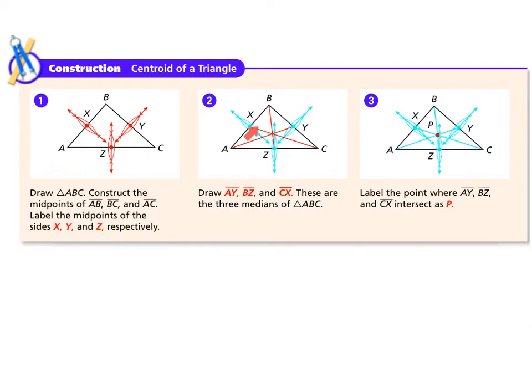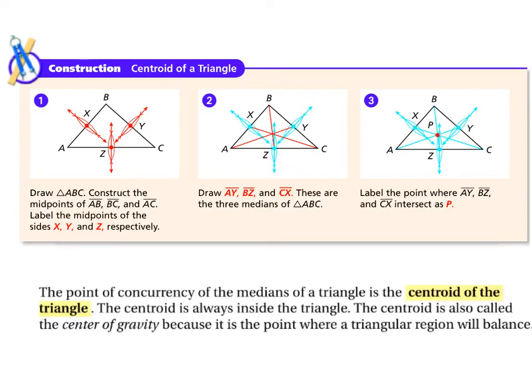They connected the midpoints to the vertices of the side opposite of it. And then they labeled the point where they intersected, which is called point P. Now, once again, this is the point of concurrency. So, the point of concurrency of the medians of a triangle is called the centroid of the triangle. The centroid is always inside the triangle. Always inside. Don't forget that.